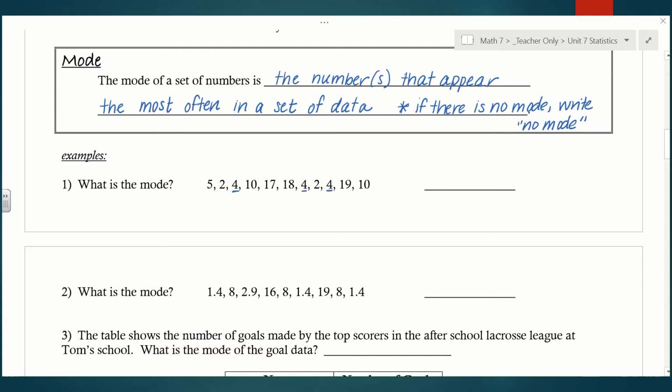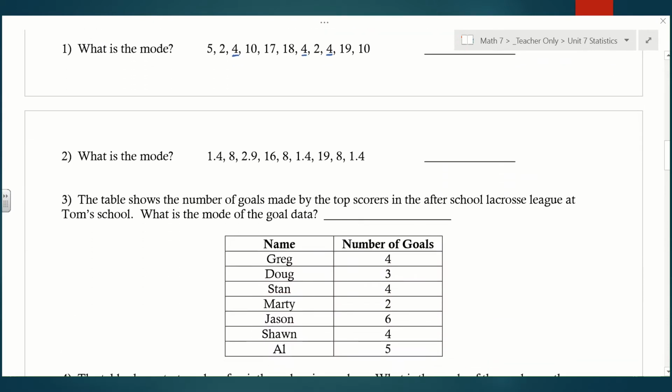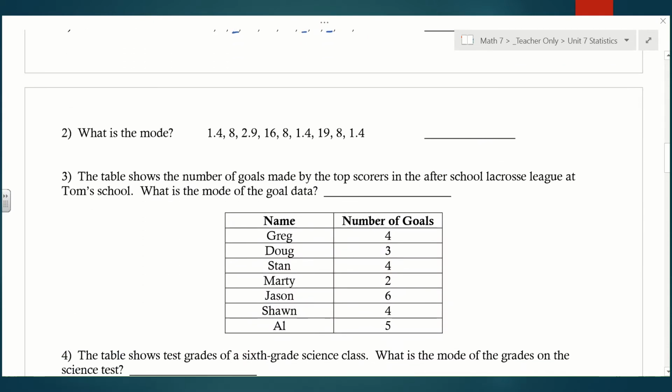So it looks like I have 3 4s. I was looking at the 2s and the 10s, but there's only 2 of those. So it looks like 4 is our mode. That's the number that shows up the most. All right, turn the page. Same thing here. What is the mode?